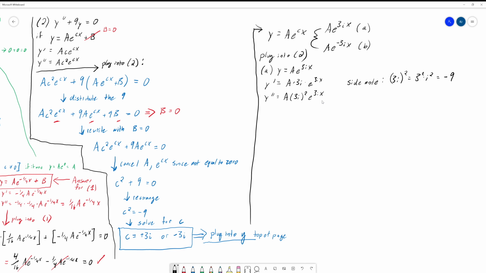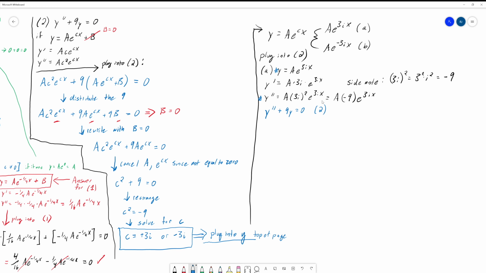So this is minus 9 equals a to the minus times minus 9 times e to the 3ix. So now equation 2 is just going to be, again, y double prime plus 9y equals 0. It's equation 2 that we're trying to solve.